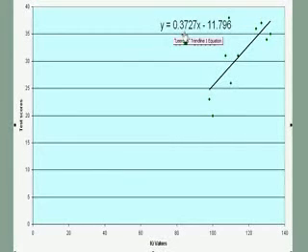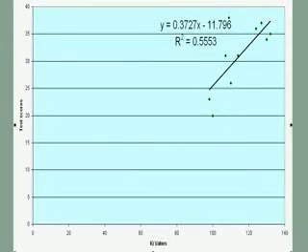That line has an equation. Y is equal to 0.3727x minus 11.796. And then the computer also gives us the R squared value, which is the coefficient of determination. That would give us 0.5553.